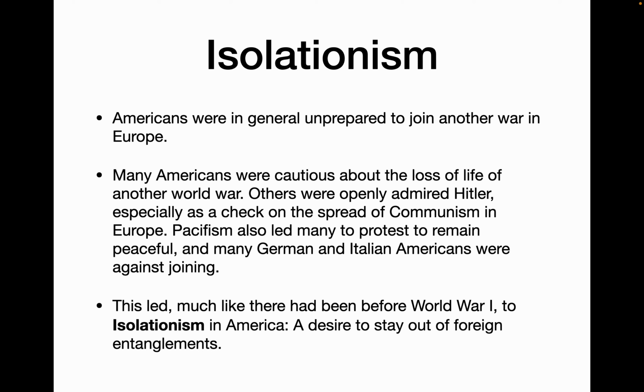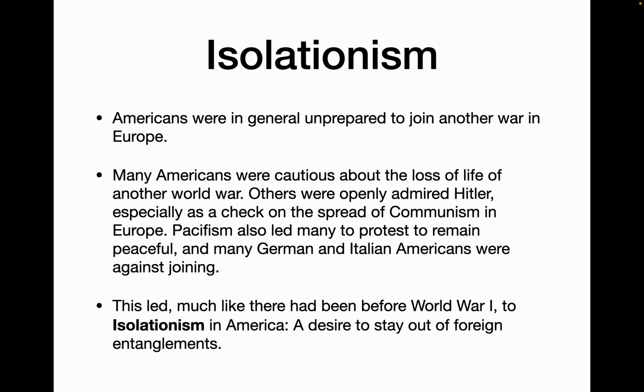Now, the Americans were, in general, unprepared to go into another war. There was a lot of isolationism, a lot of feelings of that. Basically, a lot of Americans saying, we don't want to do this again. Many Americans were very cautious about the fact that a war would be horrendous, just like the first one was.